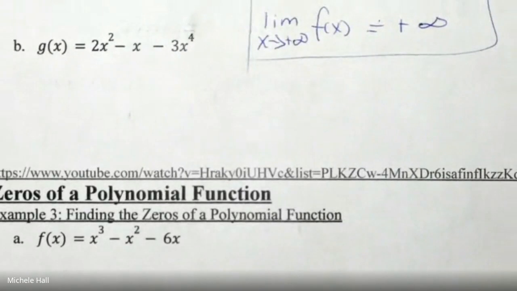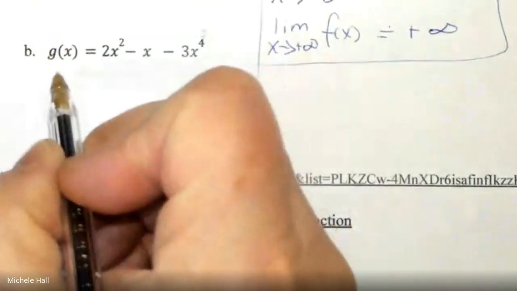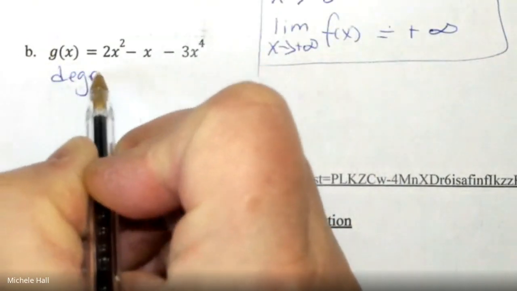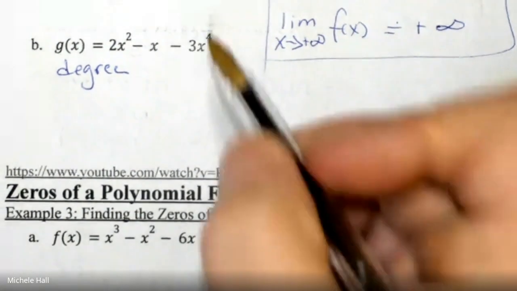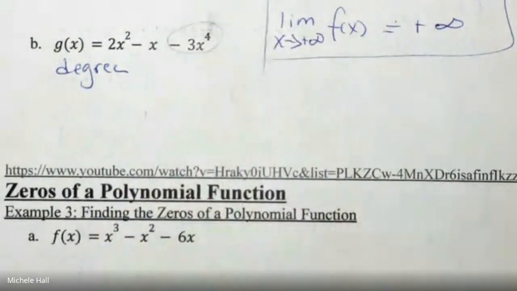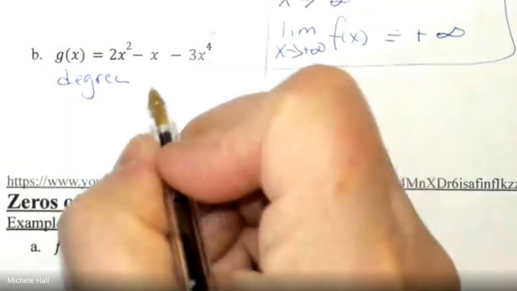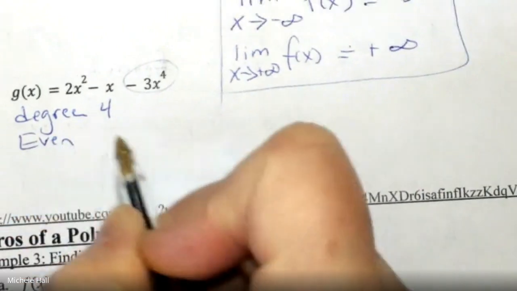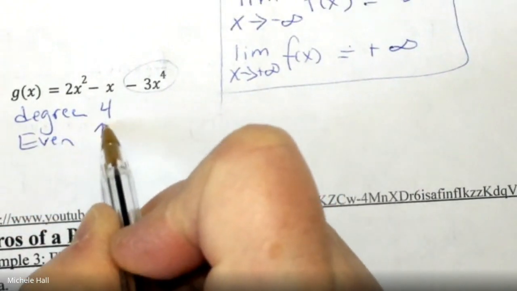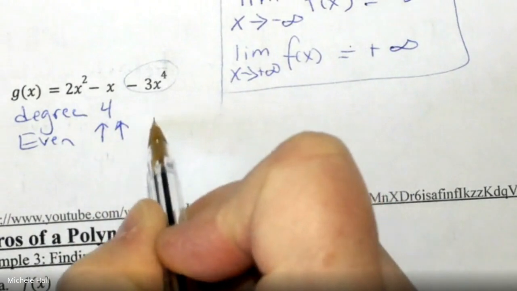Example B, what is the degree of example B? What do you think, Chance? Very good. Don't get tricked. It's not in descending order, is it? The degree 4, here is my leading degree right here. So I know it's a degree 4. That means that it's even. So that means that the tails are facing in the same direction.